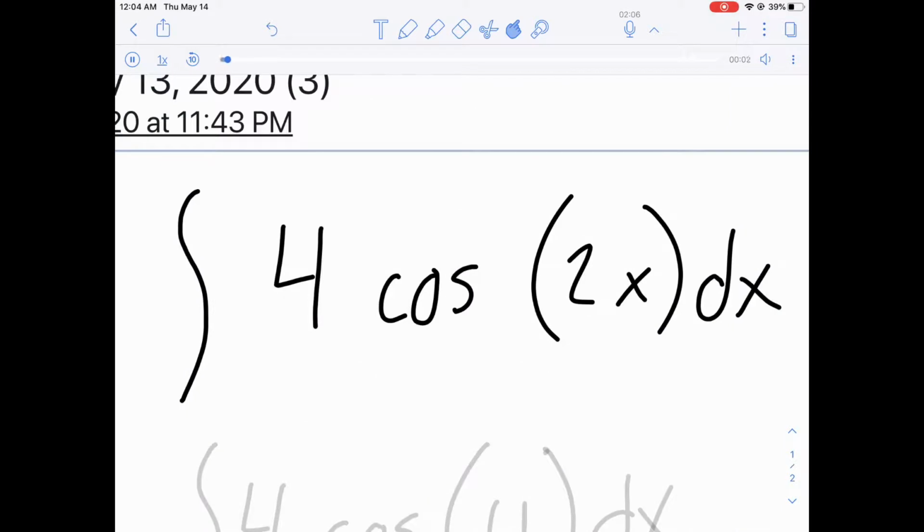Okay, so here we have the problem 4 cosine 2x dx. So the first thing that we're gonna do, as previously mentioned, is try to find what our U variable is. We're going to look into the equation and see that we have parentheses. So our U variable is going to be 2x.